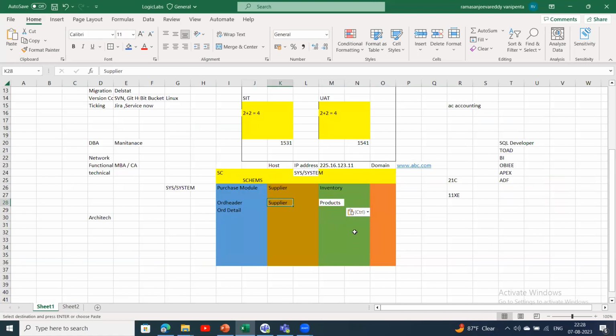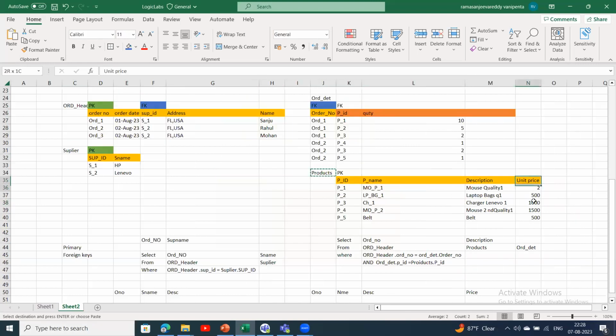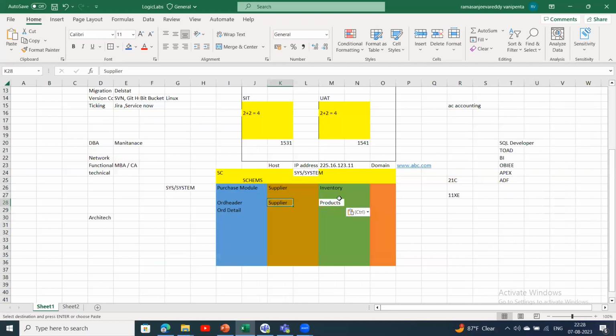In detail, if you go for inventory, even this pricing will not be maintained by inventory, guys. There is a separate team to maintain these prices. The inventory team doesn't maintain the prices in real-time scenarios, in supply chain scenarios. But right now, for a small example, we are assuming even inventory is maintaining the product prices.